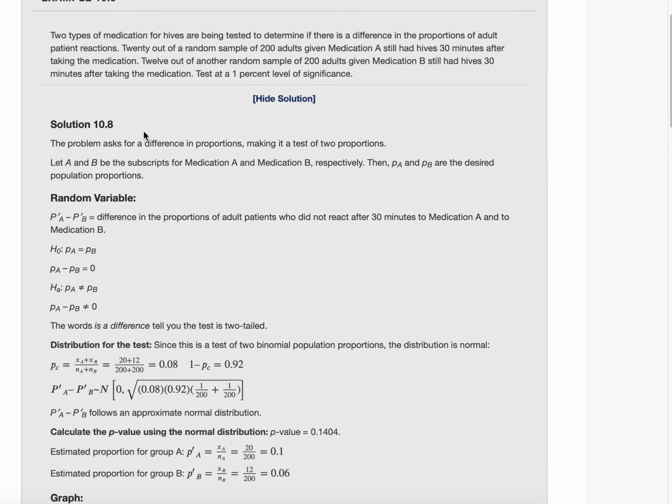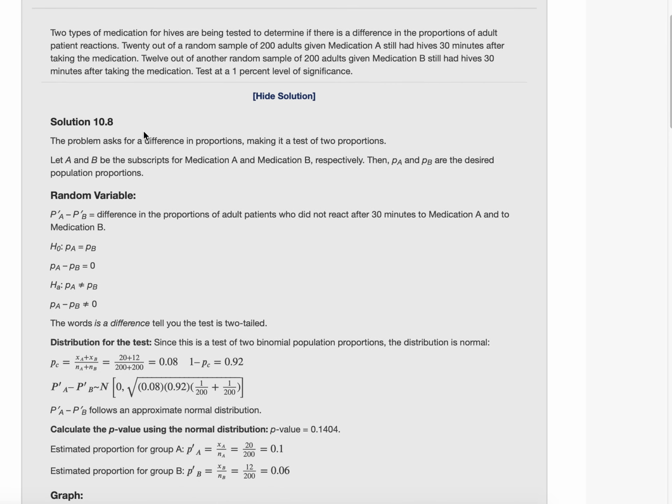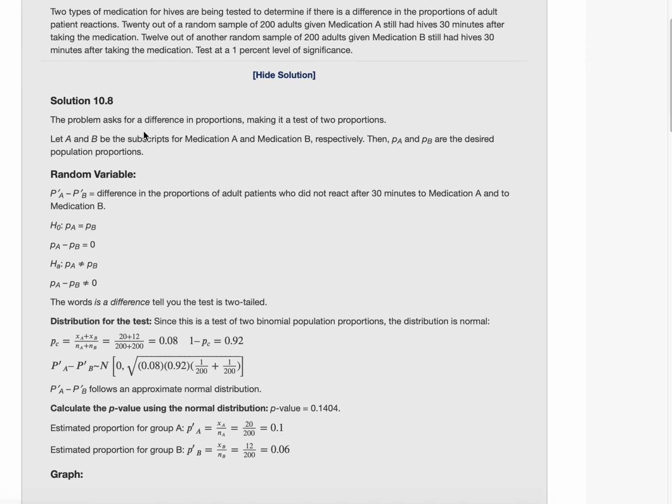If I'm trying medication for hives, some kind of allergic reaction, and I'm testing it to figure out if there's a difference in the proportion of patient reactions, not the mean, the proportion, 20 out of a random sample of 200 were given medication A and still had hives. 12 out of 200 were given medication B, so I have two distinct groups, and still had hives. I want to test this at a 1% level of significance, which is a pretty tight test.